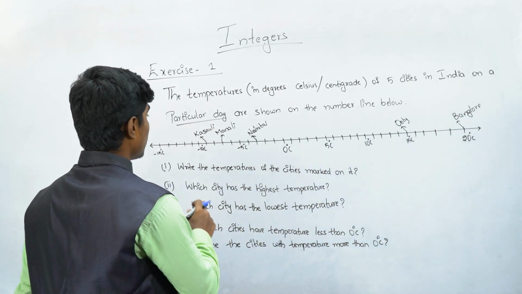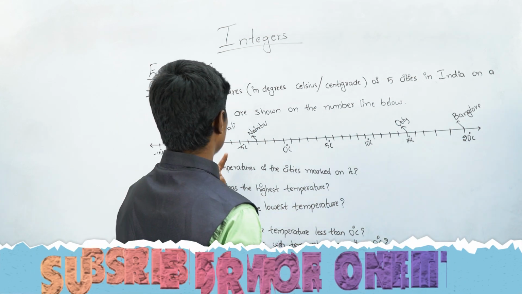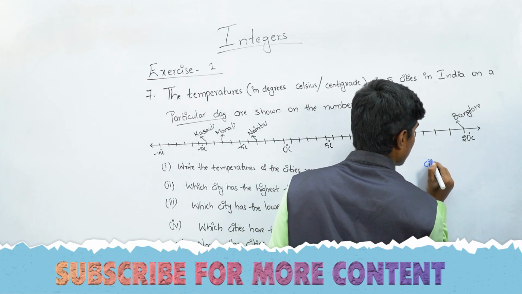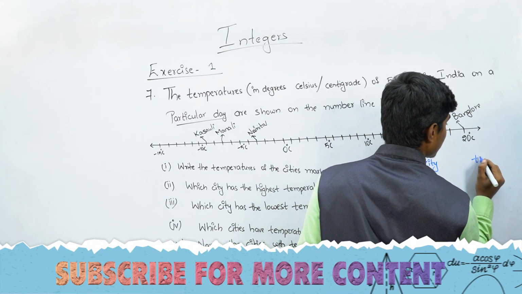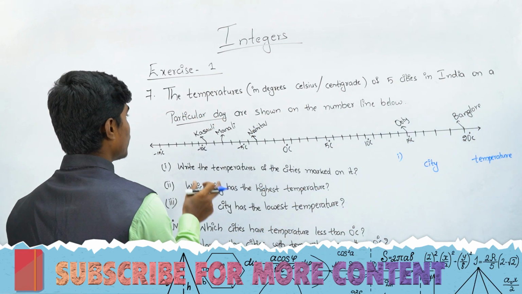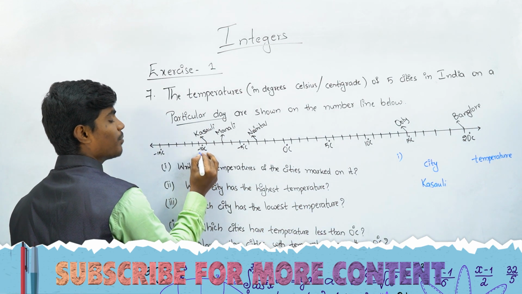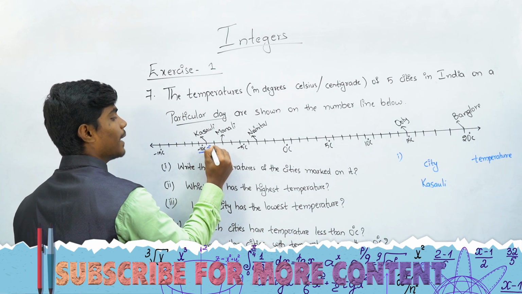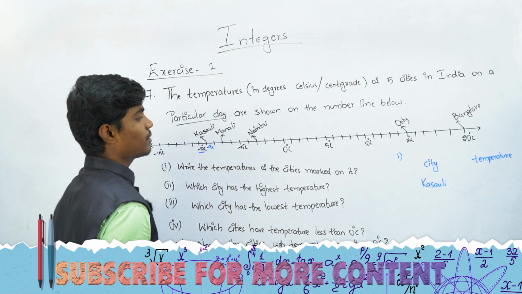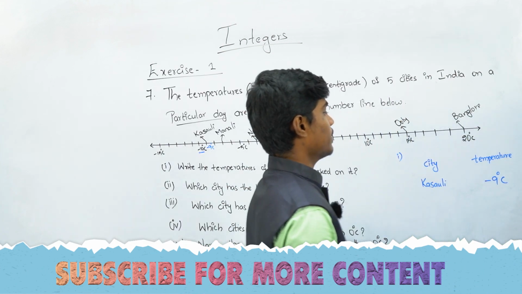Write the temperatures of the cities marked on it. First we write city and temperature. This is the solution for the first problem. First we will take Kasauli. Temperature is, here we have minus 10, next minus 9 degrees Celsius. So, minus 9 degrees Celsius.